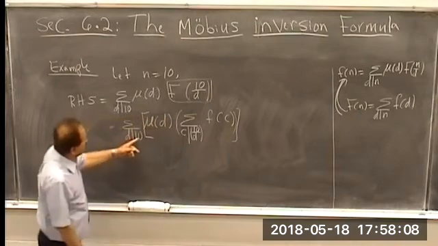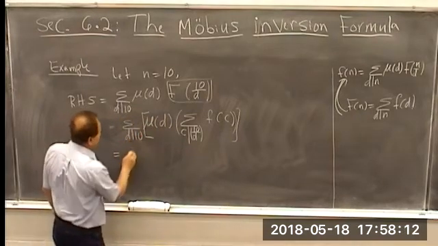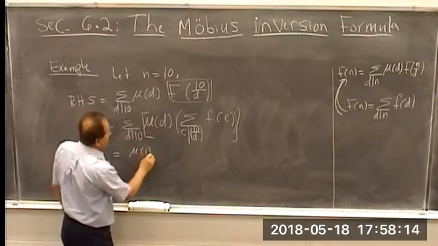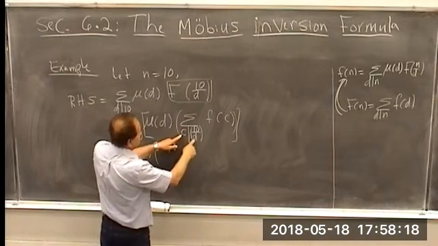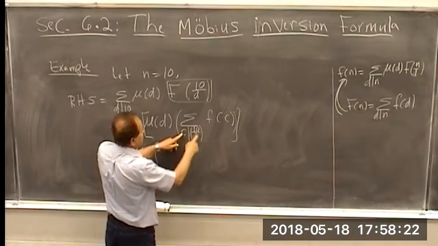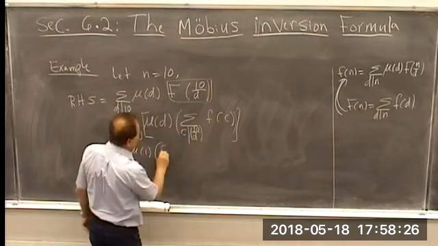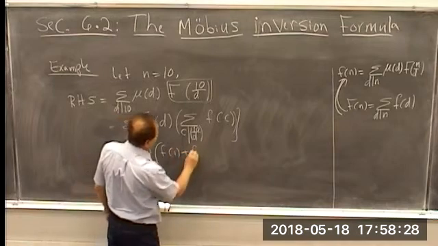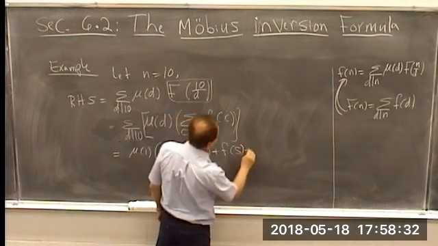Okay, so we're going to start with d equal 1 in here. So when d is equal to 1, we get mu of 1. And then we're going to take d equal to 1, so this c becomes 10 over 1. So c becomes just a divisor of 10. So we're going to take all the values of f of 1, 2, 5, and 10.